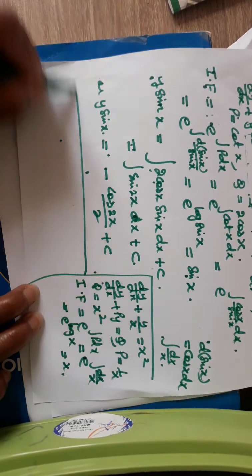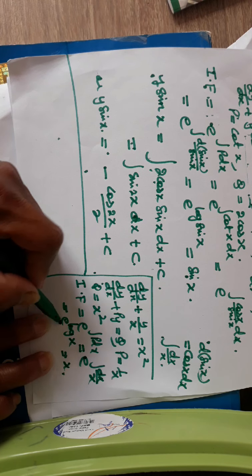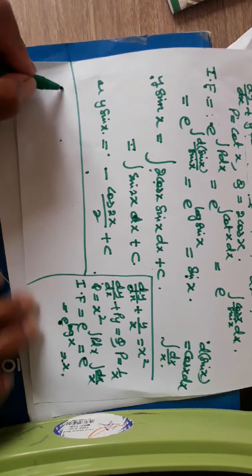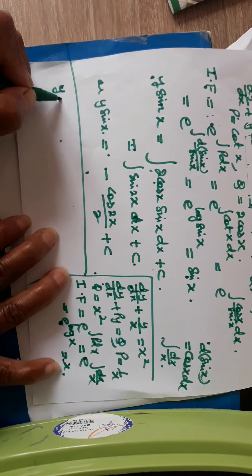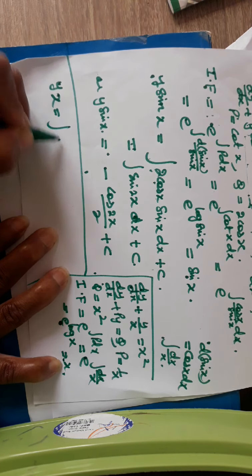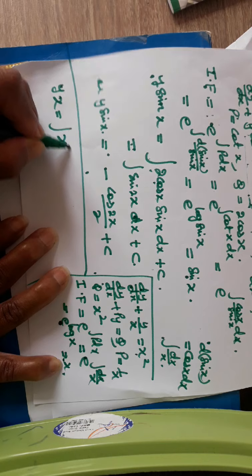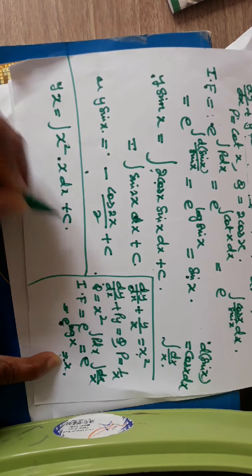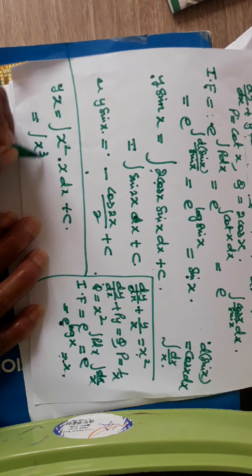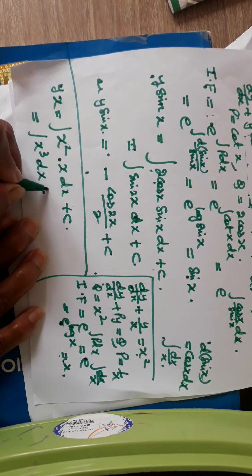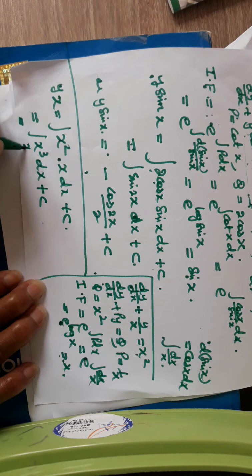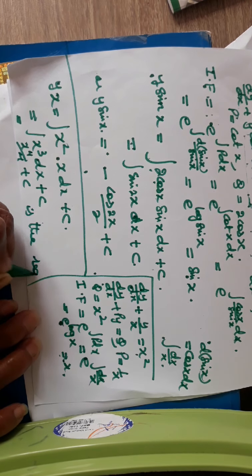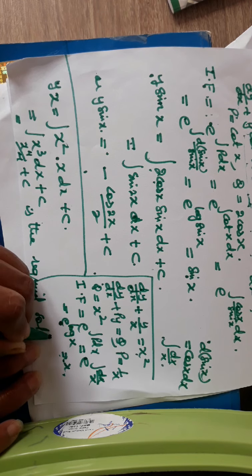Now the step we have to follow is that you multiply the given equation by the integrating factor. So the left hand side will be y into the integrating factor, that is x, equal to q, which is x squared, into the integrating factor x dx, plus c, which is the integral of x cubed dx plus c, which is equal to x to the power 4 by 4 plus c. This is the required solution. That's all.